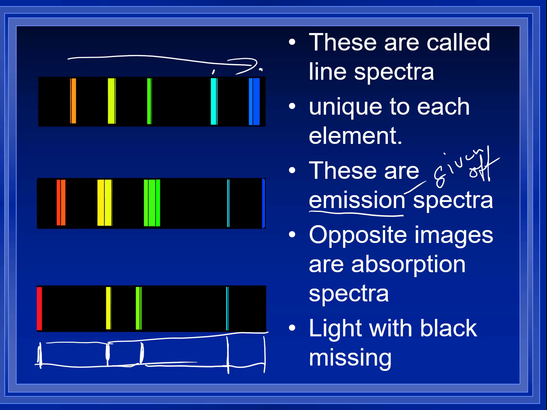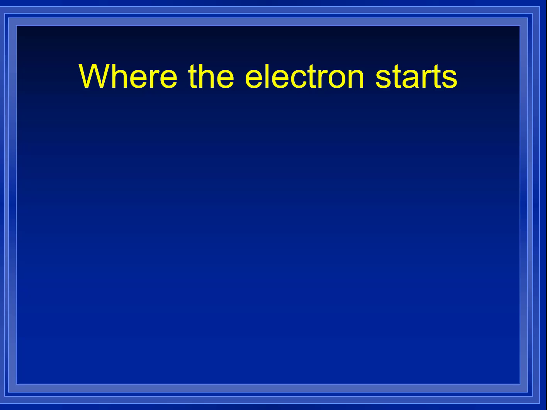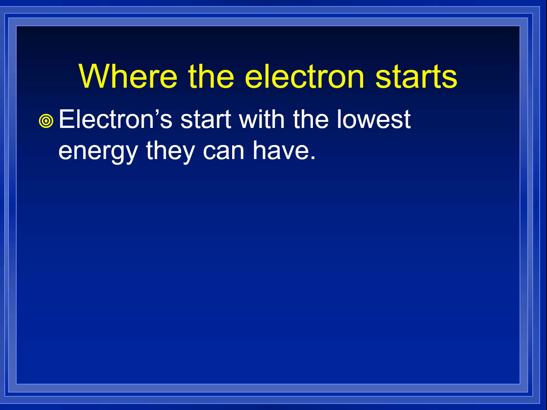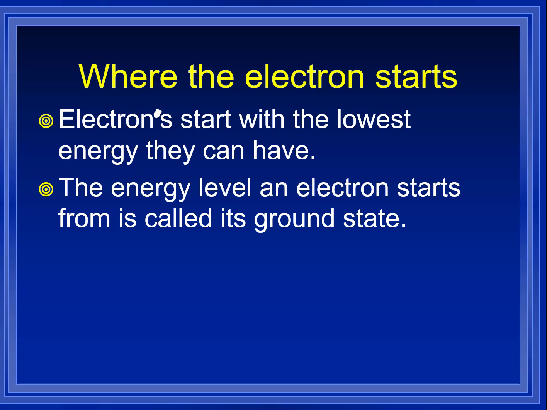So this is what we start with. Electrons start with the lowest energy they can have. And on the ladder, when do you have the least amount of energy? While you're still standing on the ground, right? That's when you have the low. If you start climbing the ladder, you've got more energy. Fall off, you'll find out. So this lowest energy is called the ground state. Just like on a ladder, you start off on the ground. For an atom, the electron starts off on the ground.